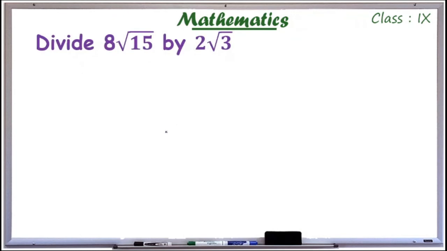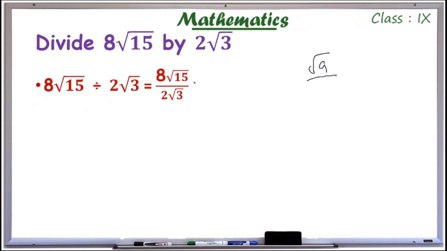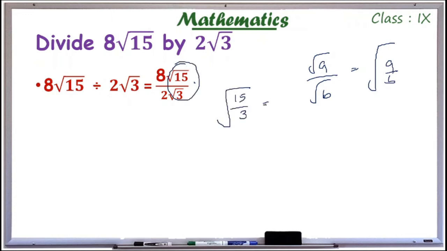Now I am dividing 8 root 15 by 2 root 3. So I can write 8 root 15 by 2 root 3. Root of a by root of b is equal to root of a by b. So I can write this as root of 15 by 3, which is equal to root of 5. And also 8 by 2 is equal to 4. So I can write the answer as 4 into root 5.